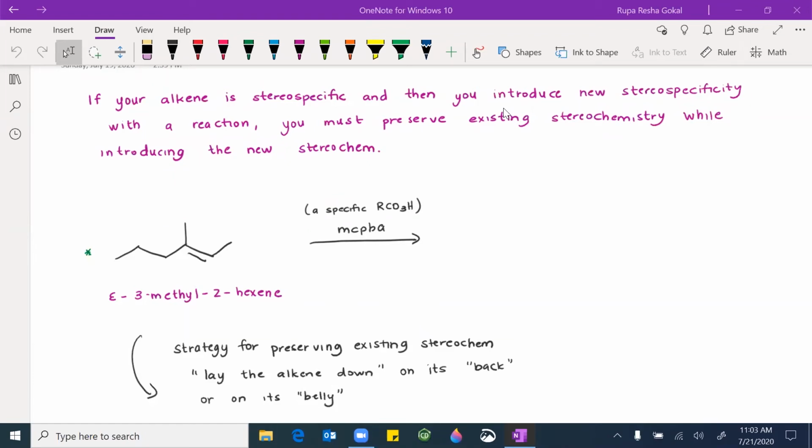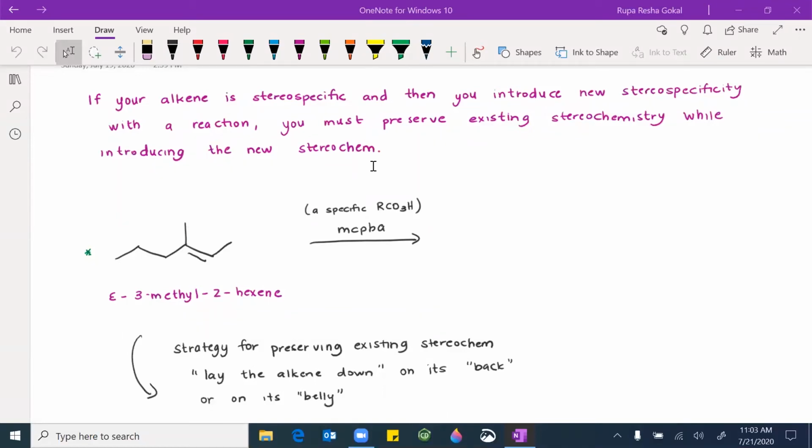So what I want you to think about is you're looking at this alkene as if, imagine I'm in the midst of a jumping jack. So you're staring straight at me and my arms and my legs are all in the same plane.